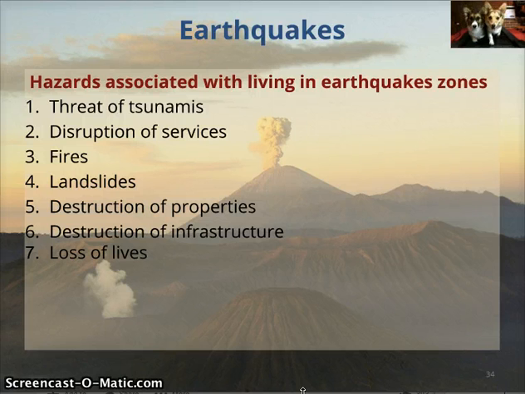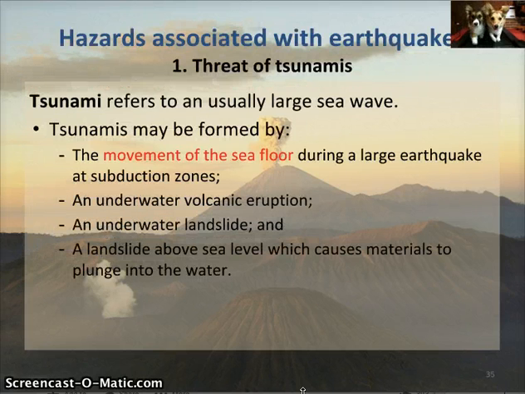Please remember to copy. Now, the first hazard that we are going to study is the threat of tsunamis. Tsunamis refers to unusually large sea waves that are caused by the movement of the seafloor during a large earthquake at subduction zones. It may also be caused by an underwater volcanic eruption or an underwater landslide, and a landslide above sea level which causes materials to plunge into the water.